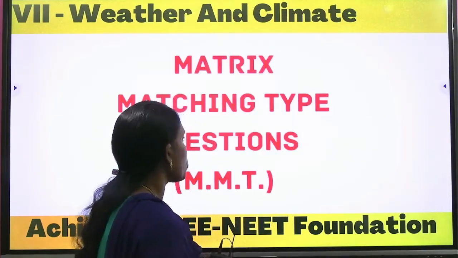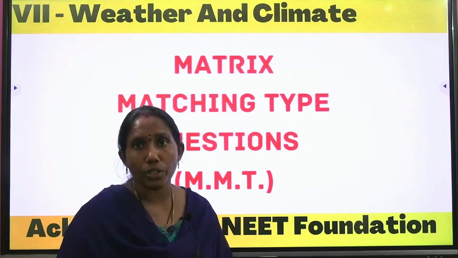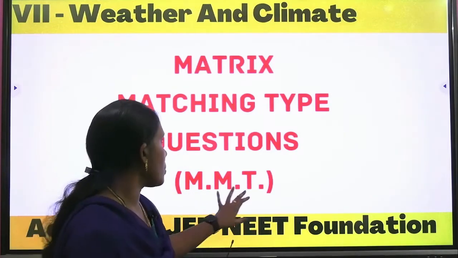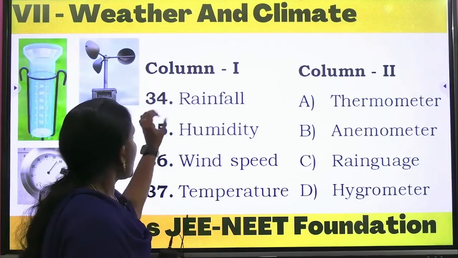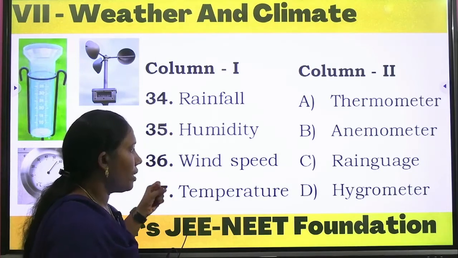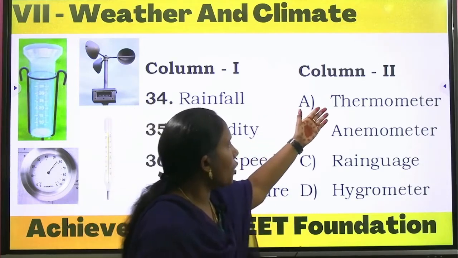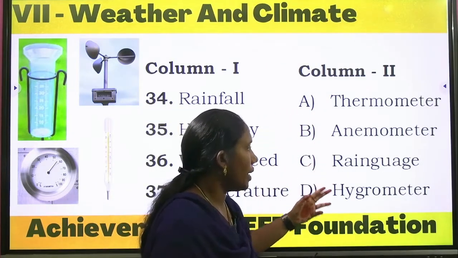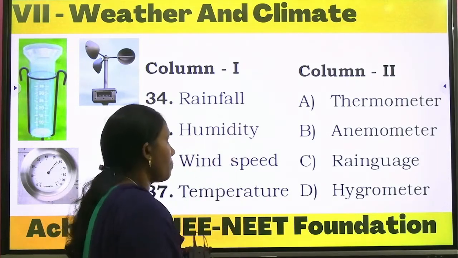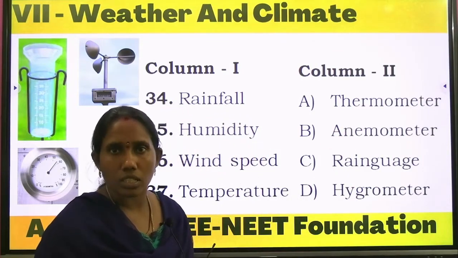Okay, so these are the paragraph questions. Now come to the next one. Just now we completed the comprehension passage type questions. Now we are going to start with the matrix matching type questions. Okay, let's see the matching. In the first column they have given rainfall, humidity, wind speed, temperature. In column 2 they have given thermometer, anemometer, rain gauge, hygrometer. So on this side weather elements and on this side the instruments measuring those weather elements, right?